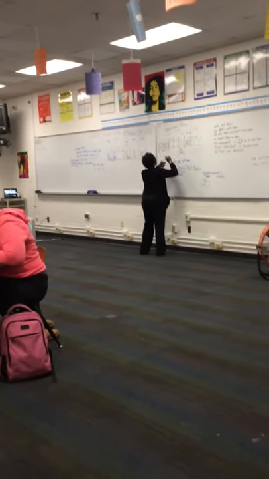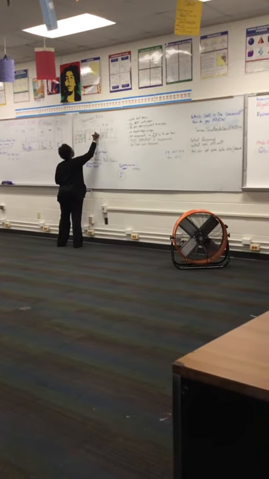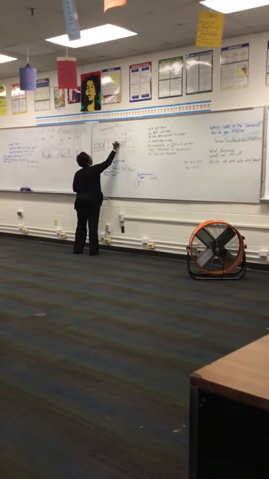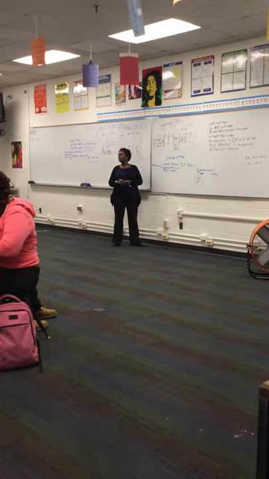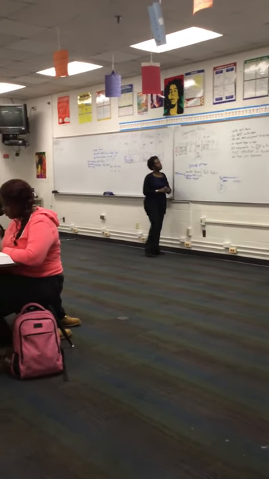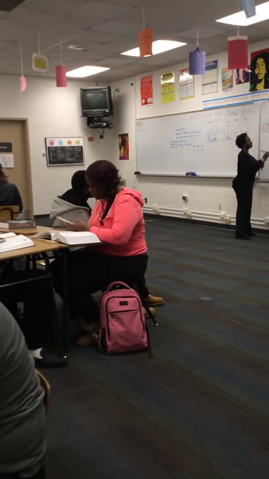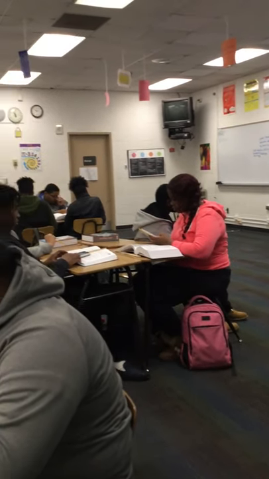0.725. It looks real similar, doesn't it? But instead of 72.5, it's 0.725. What about 84/100? 0.84. You guys should kind of know those, shouldn't you?